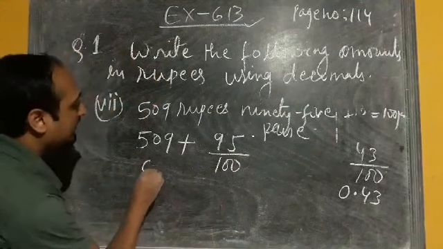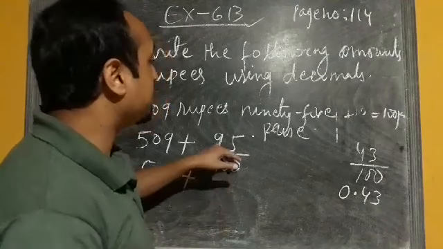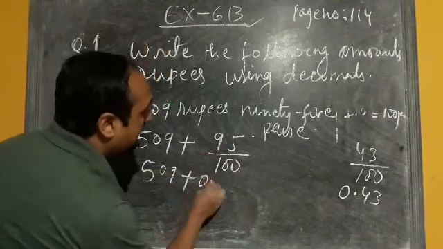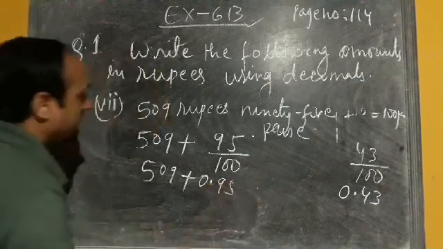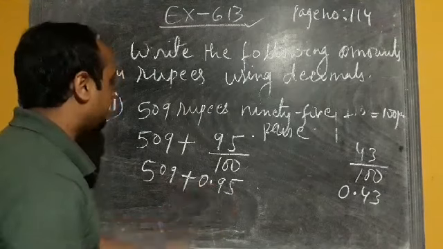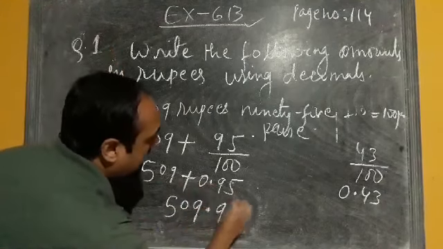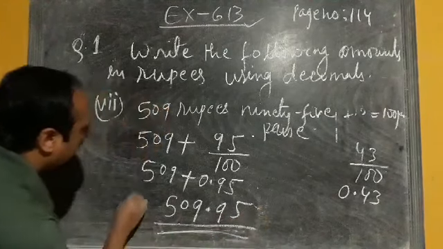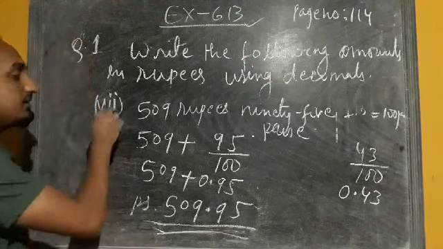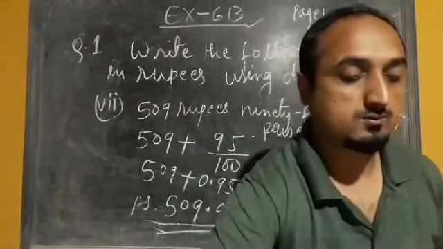Okay. So here 509 plus, now when we divide 95 by 100, we'll get 0.95. Now if we add this 509 plus 0.95, we'll get 509.95. So this will be in your rupees. Okay, this will be in your rupees. So this is the answer for question number 7. Now next I will move to question number 2.